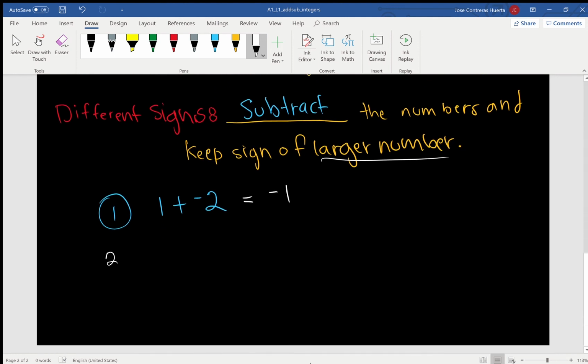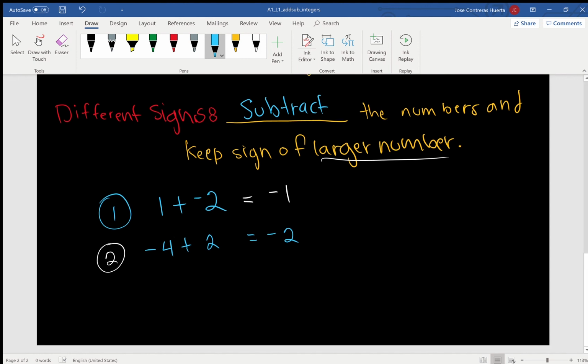Now let's try number 2. Number 2, let's say that we have -4 plus 2. So in this case, do you have the same signs or different signs? You have different signs. So therefore, you must subtract. So 4 minus 2 is 2, right? And then should it be positive or negative? Well, which one's larger, 4 or 2? Well, 4 is larger, so therefore it's -2.